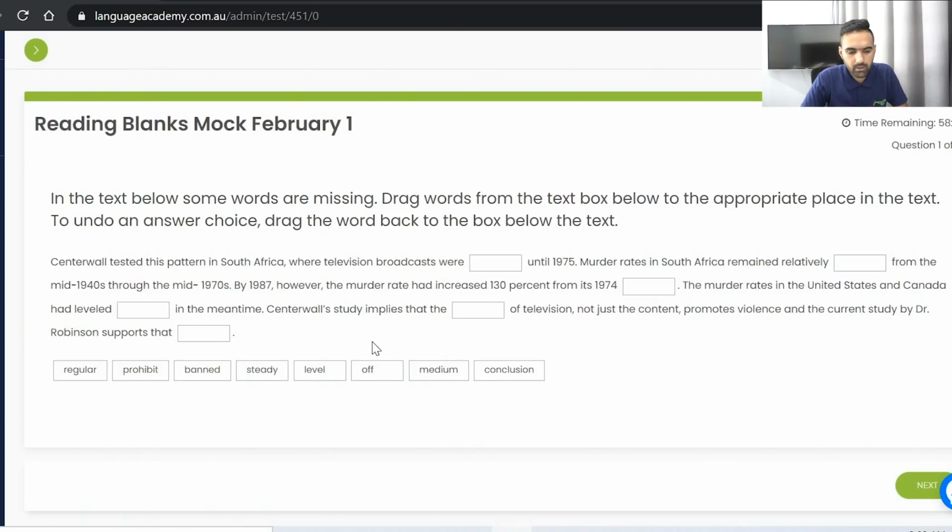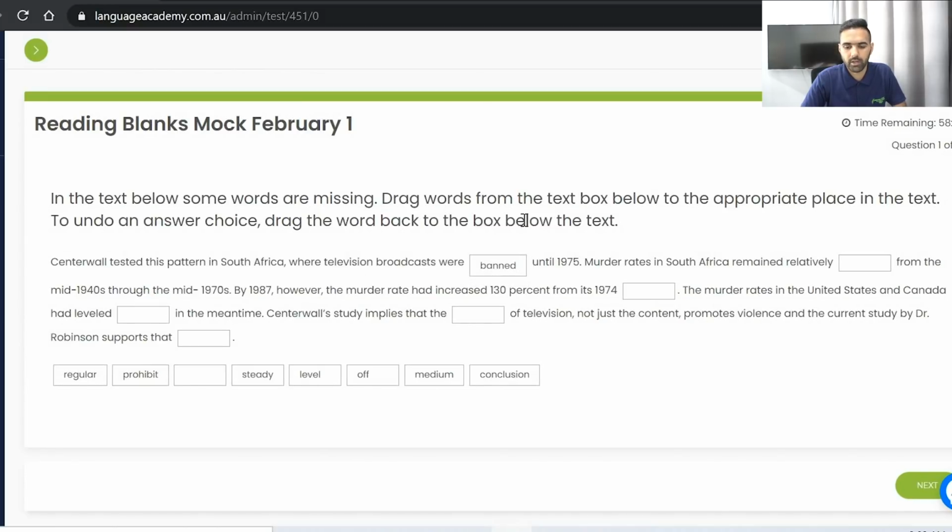Now you don't really have to look at anything apart from that. The very first thing which should come to your mind is that you need to have a word ending with ed. Let's see in the options how many words we have ending with ed. Regular, prohibit, banned, one word, that's it. Don't worry about anything, just take banned over here. That's it.